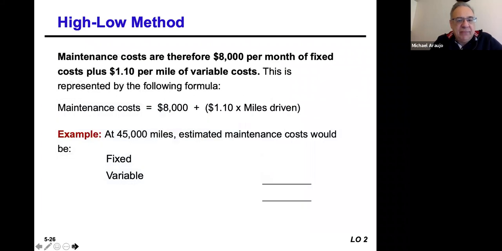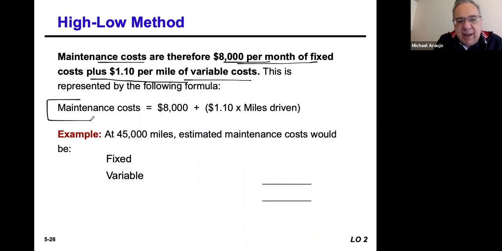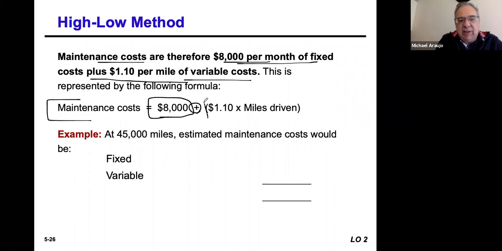Yay. So maintenance costs would be $8,000 per month of fixed costs plus $1.10 per mile in variable costs. This would be the formula that comes out of that. $8,000 is our fixed costs. We're going to add to it $1.10 of variable cost times the number of miles that were driven.